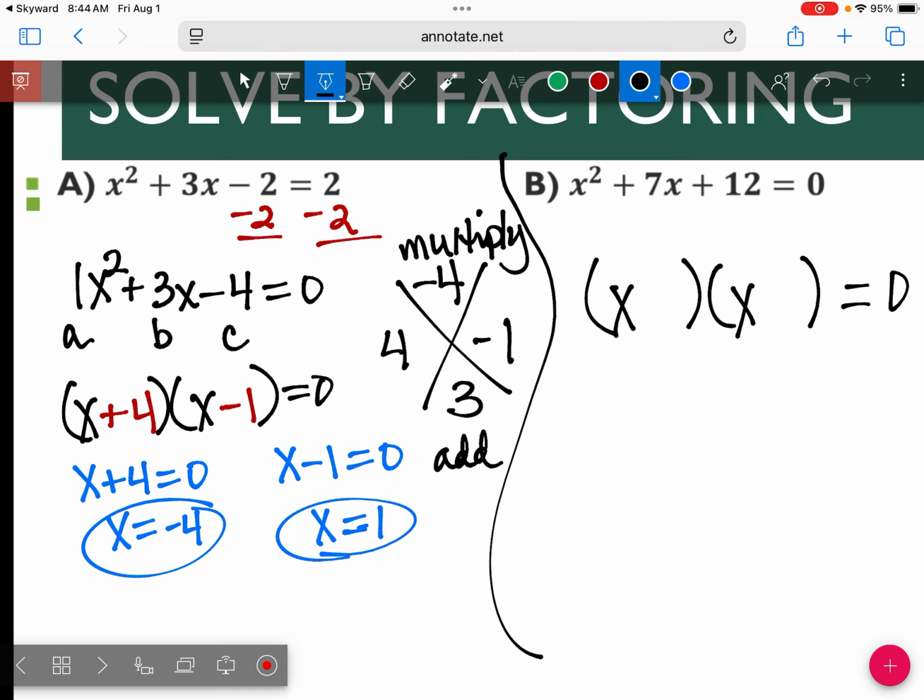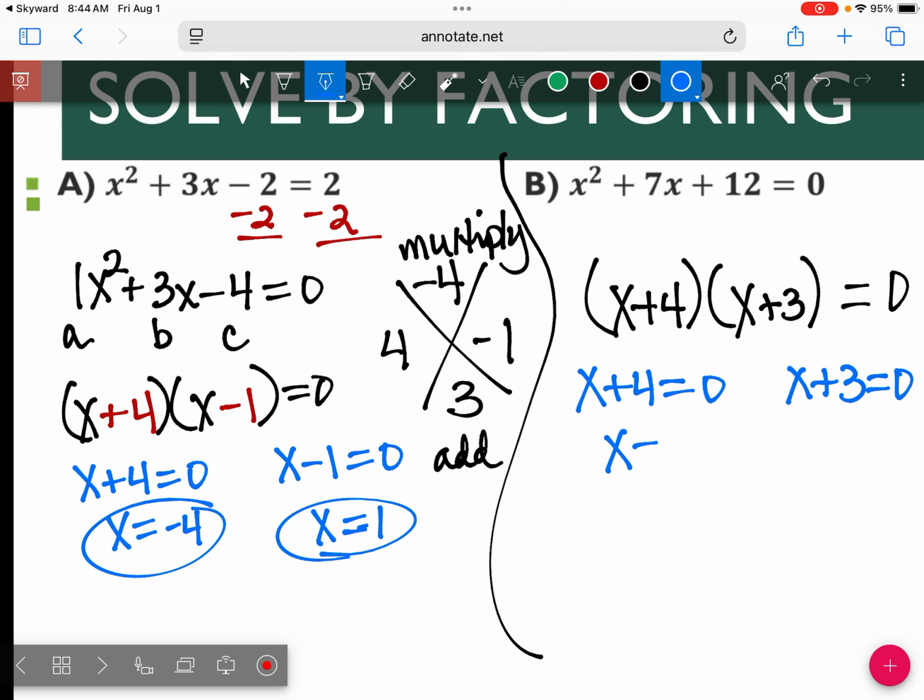All right, anybody want to volunteer those numbers? Is it Mia? Yeah, what did you come up with? Yep, positive 4, positive 3. So I have x plus 4 equals 0, x plus 3 equals 0. So my first answer is negative 4, and my second answer is negative 3.